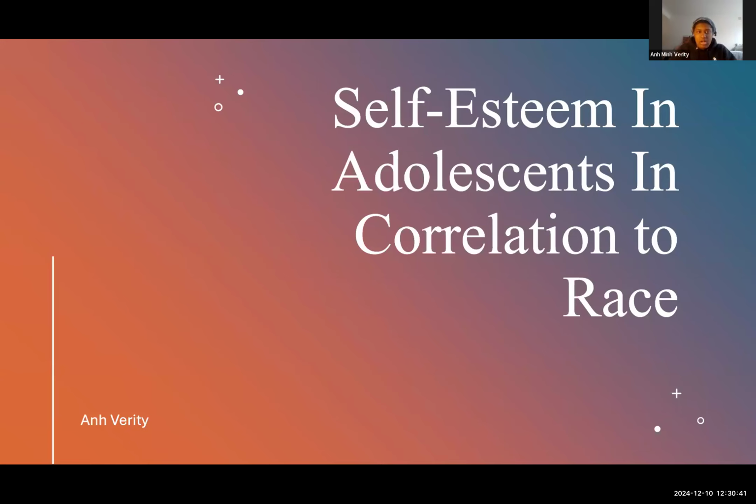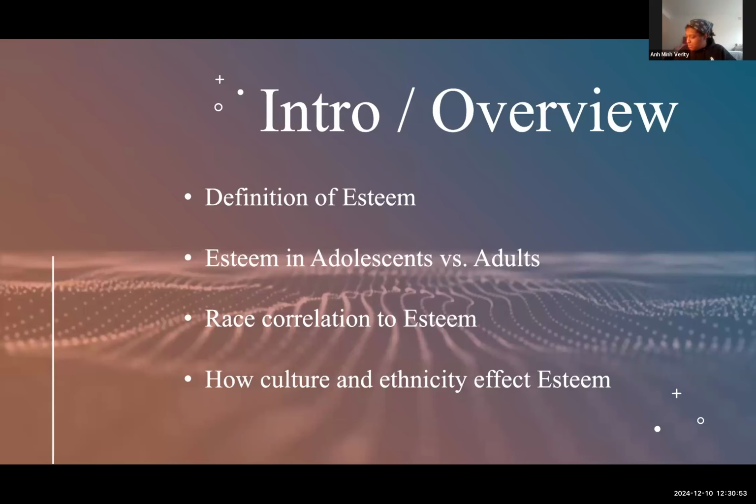Hi everyone, my name is An, and my presentation today is going to be on self-esteem in adolescence in correlation to race. So I just want to go over a couple of things we're going to cover. The first, we want to define what self-esteem is, what it looks like in teenagers, and what it looks like in adults. We're going to go into the correlation of race to self-esteem and the cultures and ethnicities associated with those races, and the reasons for why they affect self-esteem.